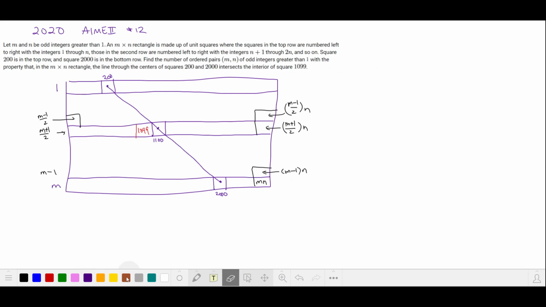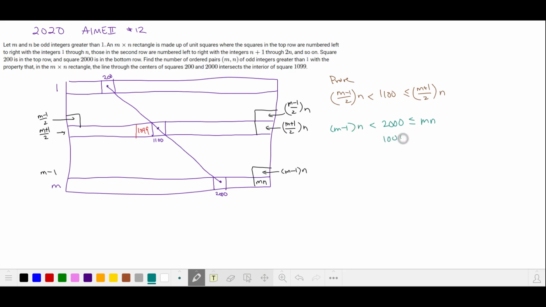And let's just briefly show that 1100 is in the middle row. That is, 1100 is less than or equal to m plus 1 over 2 times n, and greater than m minus 1 over 2 times n. So we're going to prove this. And we're going to use the fact that square 2000 is in the last row. That means it's less than or equal to m times n, and greater than m minus 1 times n.